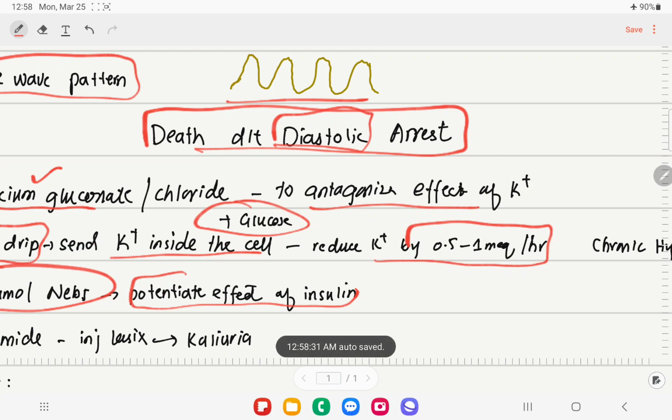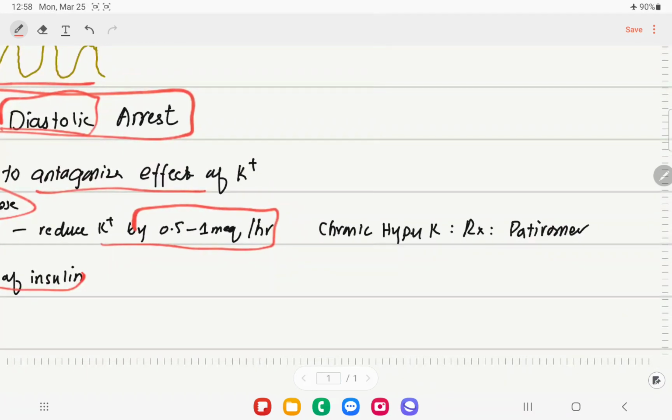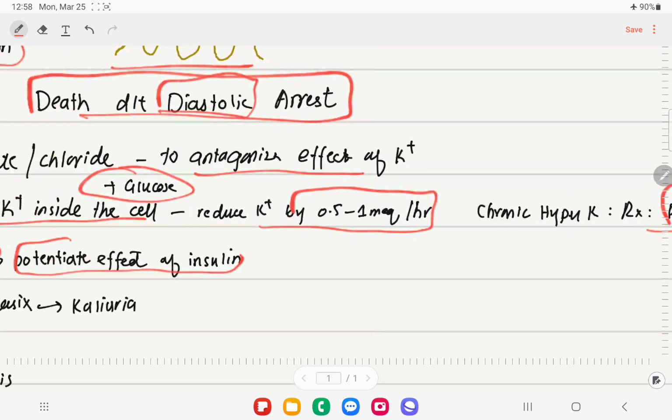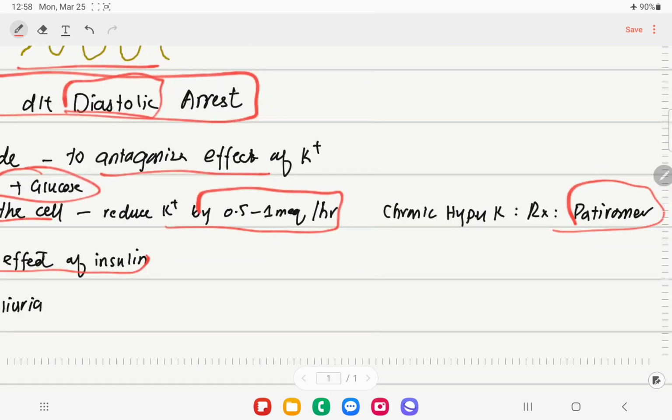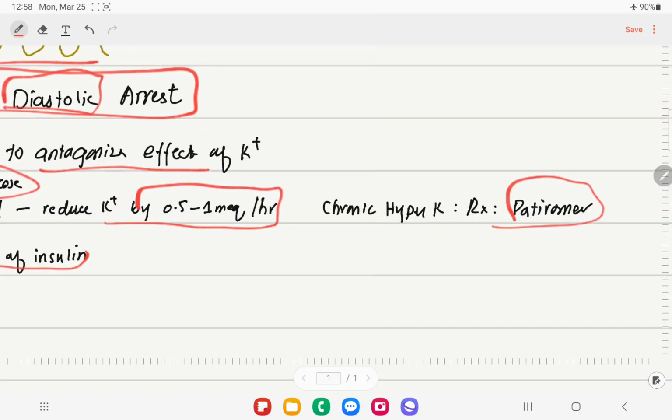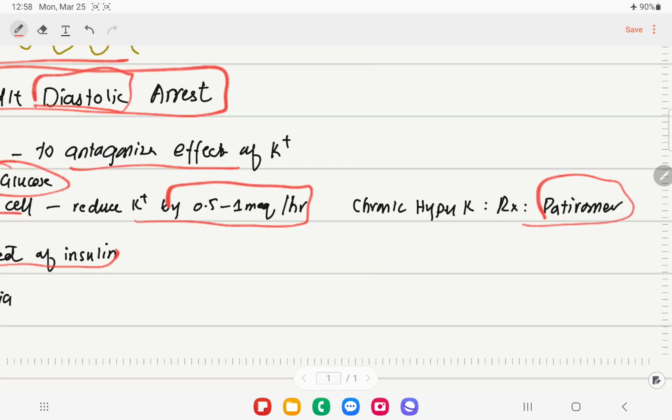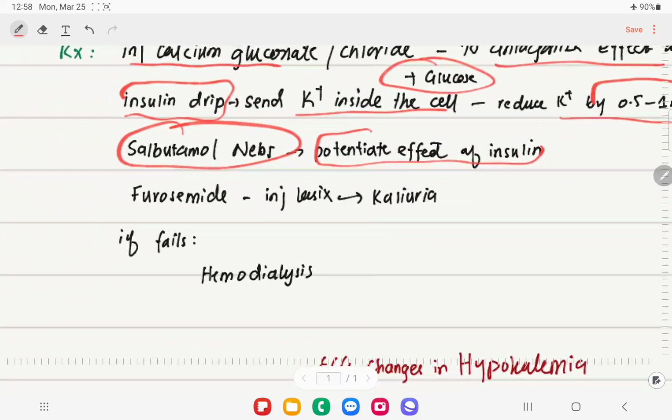If there is chronic hyperkalemia, we're going to treat it with patiromer. There is a drug called patiromer. In that case we're not going to use the calcium gluconate; chronic hyperkalemia can be seen in CKD patients, chronic kidney disease patients. So we're going to use patiromer, right? Potassium binding resins in that case, right?